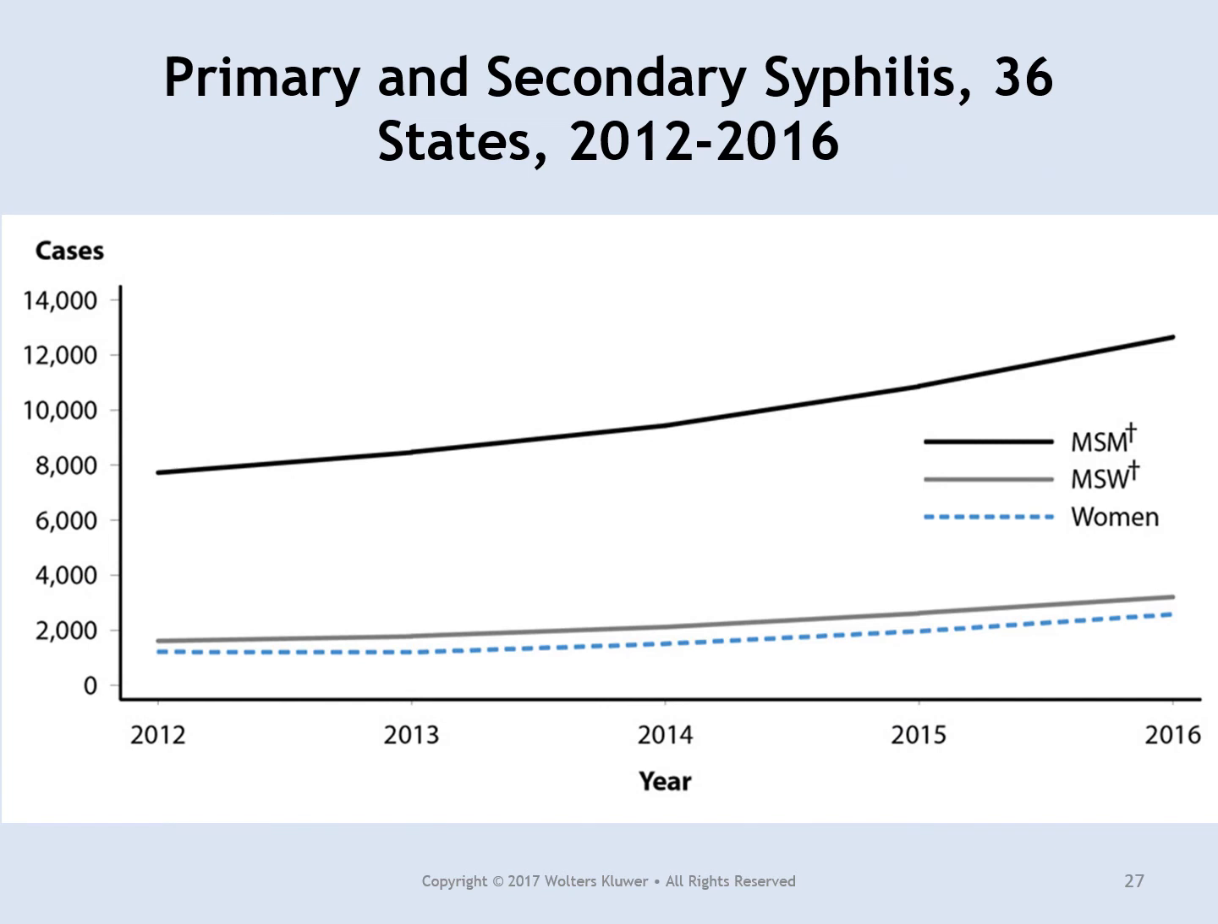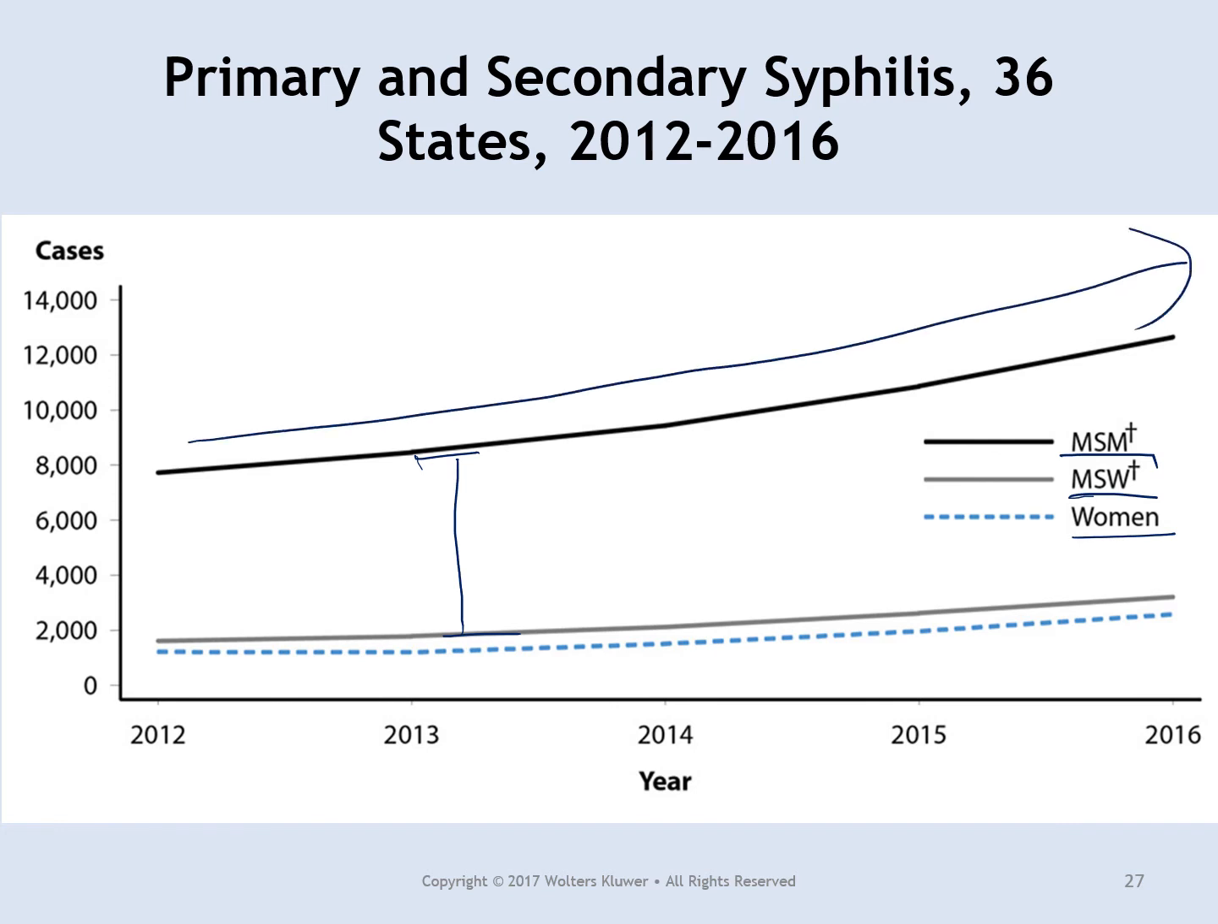This is showing rates of syphilis. This is over 36 states. I don't know what happened to the other 14 that they did not report, but you can see this huge gap here in syphilis rates between men who have sex with men, men who have sex with women, and women. So higher rates in men who have sex with men, and then slightly higher rates in men who have sex with women than in women. And you can see, again, just a steady overall trend upwards, which is true of all of our STDs.